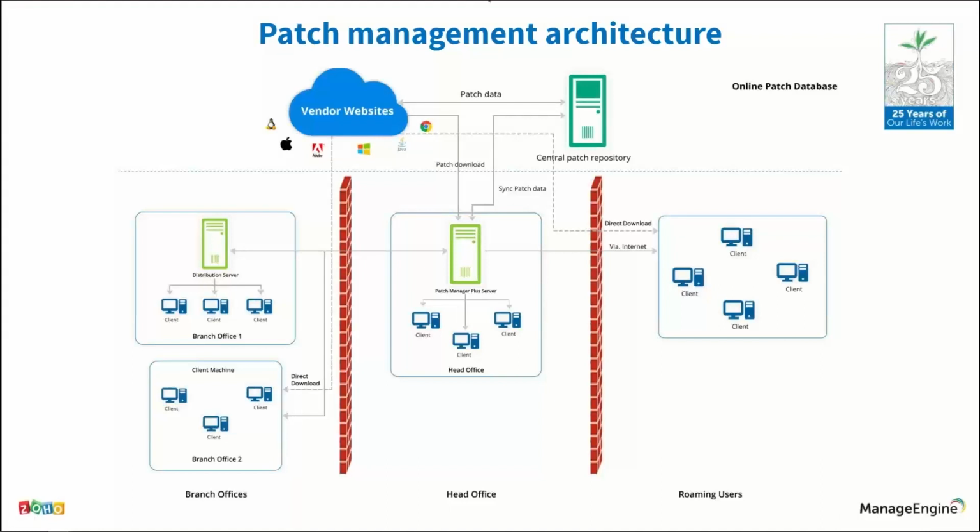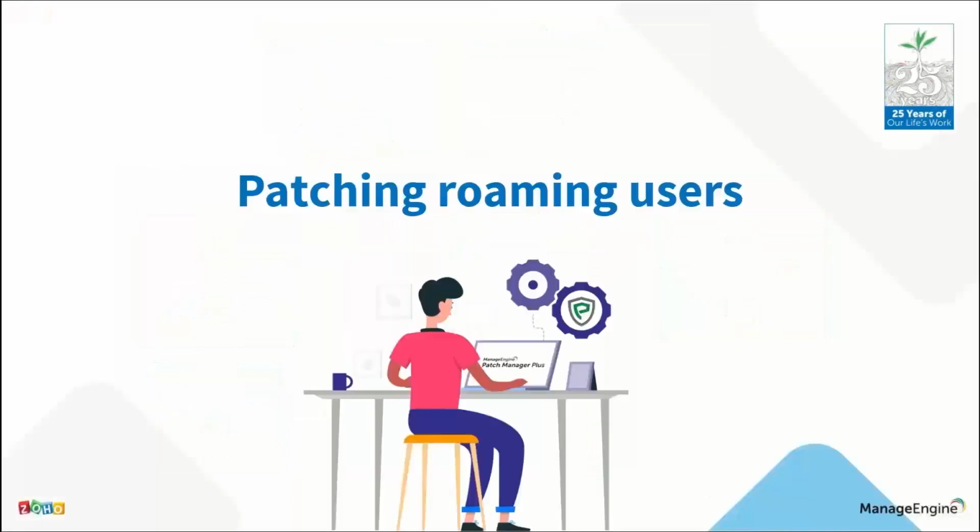Now let us take a look at how the endpoints can be managed in a distributed workforce scenario. As we have mentioned in the example, there are two types of users John would have to cater to. Let's analyze them one by one. Patching roaming users. Firstly, we take a look at users who connect over the internet, or the so-called roaming users. There are two ways in which these users can be managed.